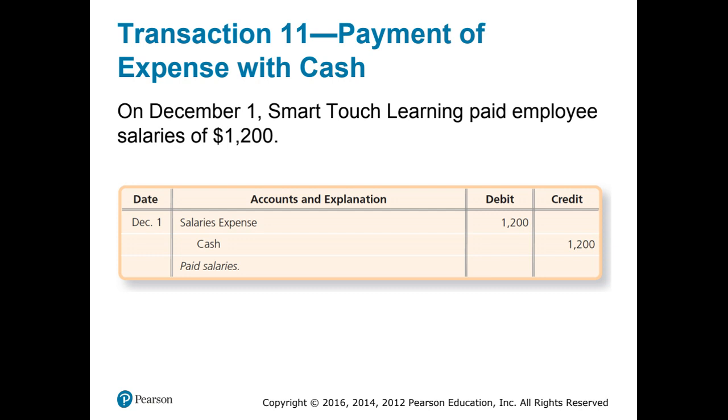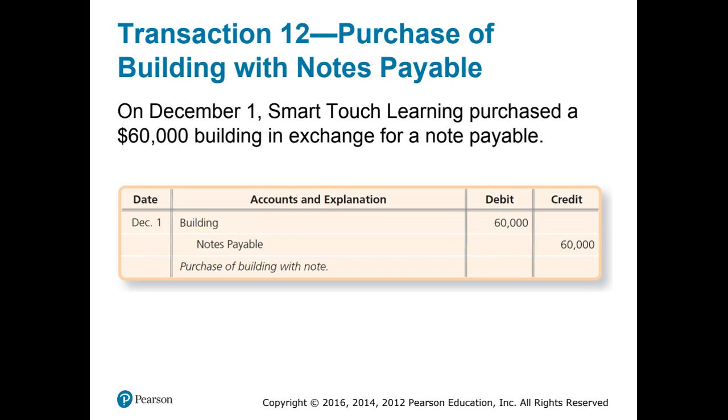On December 1st, we purchased a $60,000 building in exchange for a note payable. So we're going to debit the building for $60,000 because this is an asset account. Buildings are assets. And we're going to credit our notes payable for $60,000. That's a liability. And our note is that we purchased a building with a note.